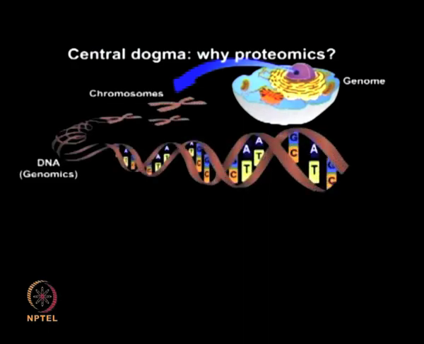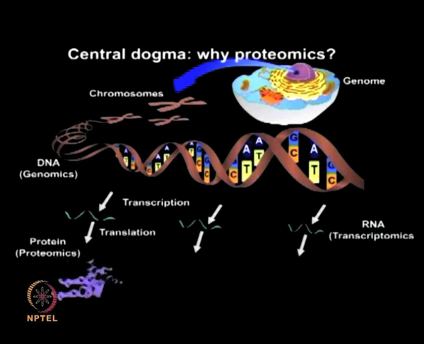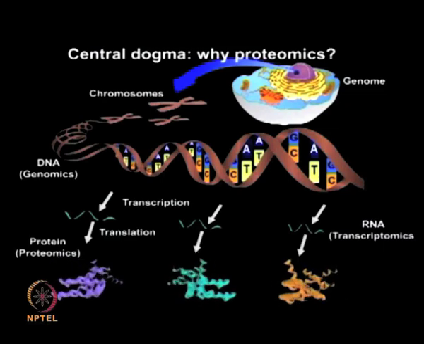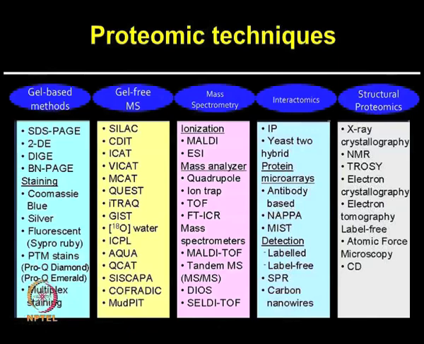Proteomics aims to decipher the structure and function of all proteins in a given cell under specific conditions and to obtain a global view of cellular processes at the protein level. Study at the DNA level is known as genomics, at the RNA level transcriptomics, and at the protein level proteomics. Analysis of the proteome involves protein extraction, separation, identification and finally characterization of various proteins. There are various proteomic techniques currently employed in different applications.